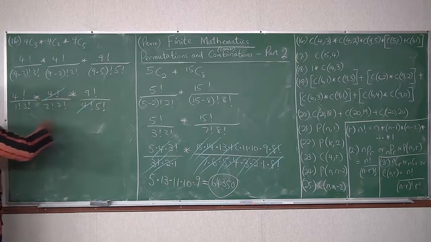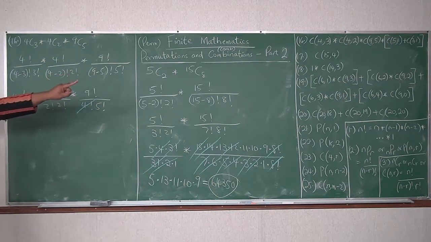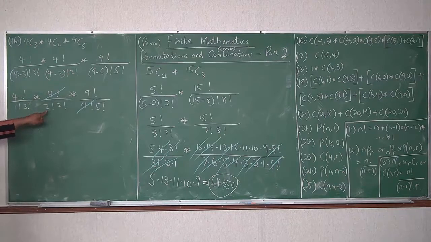4 factorial, that's gone, period. Now you can't do this: 2 factorial times 2 factorial, 4 factorial. No, you can't do that. Remember we said that in part 1. 2 factorial times 2 factorial will not give you 4 factorial. Please do not be tempted to do that.